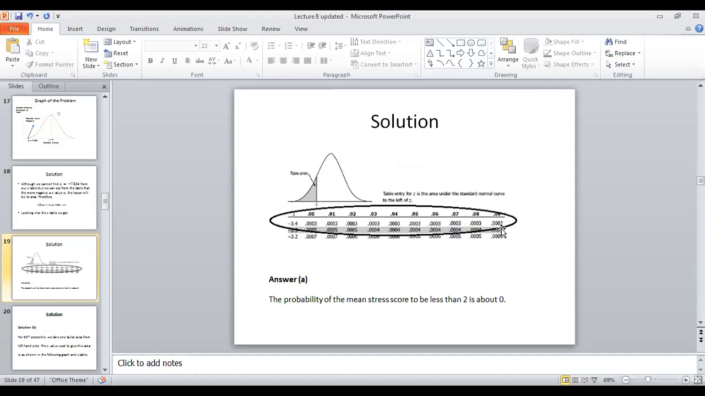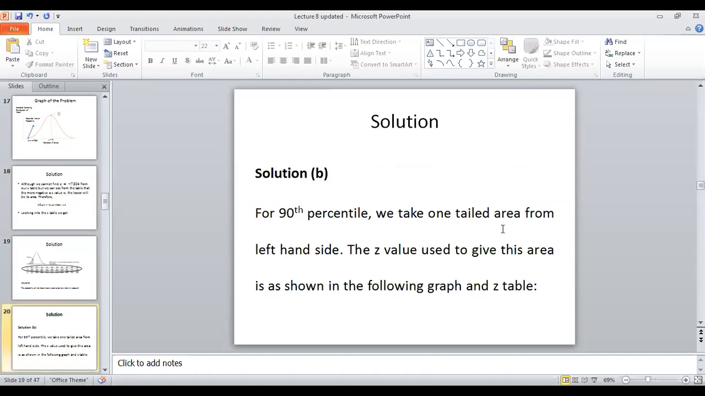So the answer to part A of the problem would be that the probability of the mean stress score to be less than 2 is 0. I mean, if we say that 2 was a value which is quite near to 1, showing low stress score values, the chance of having this is very, very low. You can interpret this answer in this way.